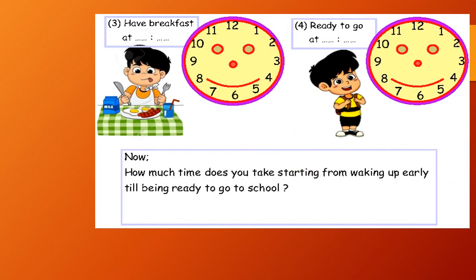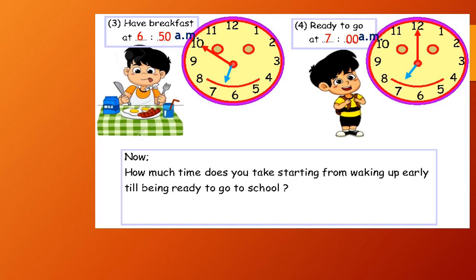Having breakfast, it's about the time 6:50. The clock will be the short hand between 6 and 7 and the long hand on the minute number 50. Ready for school about 7 o'clock. That means the short hand on 7 and the long hand on 12, the minute number 00.